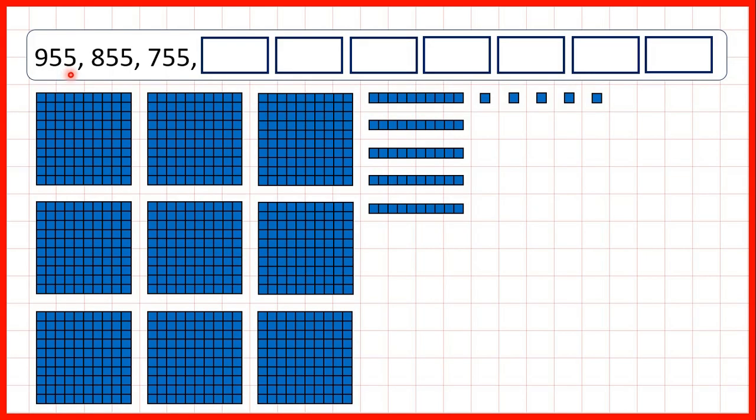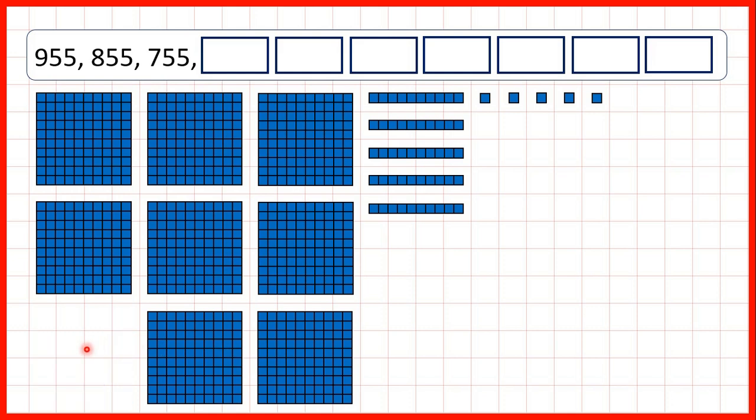Now we need to count back in hundreds from a 3-digit number. So here we start with 955. So 9 hundreds, 5 tens and 5 ones. Counting back in hundreds means we're taking away 100 each time.